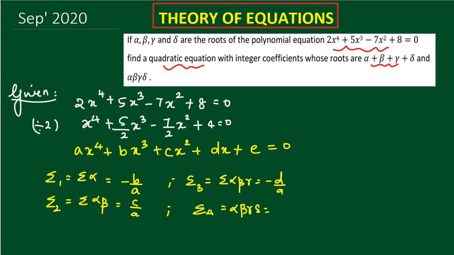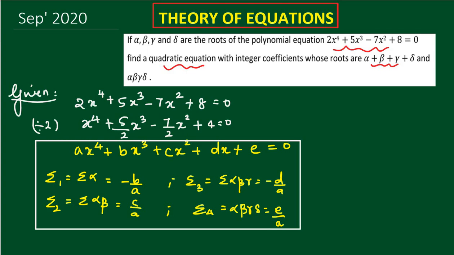Since the equation is of degree 4, we have the product alpha, beta, gamma and delta. Now here sigma 1, that is alpha plus beta plus gamma plus delta, will be minus 5 by 2. Now the product alpha, beta, gamma, delta will be equal to 4.